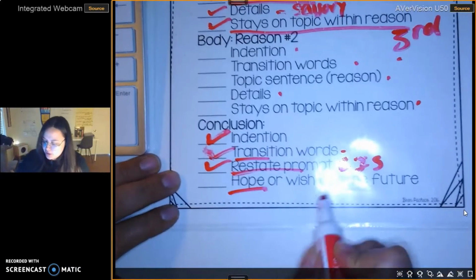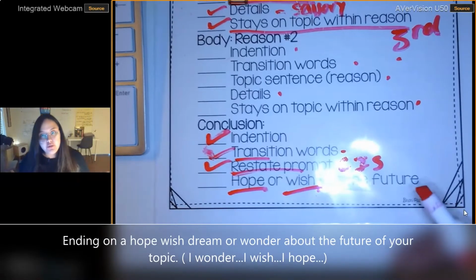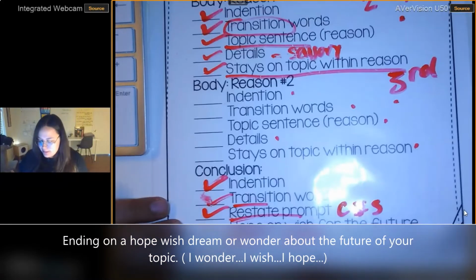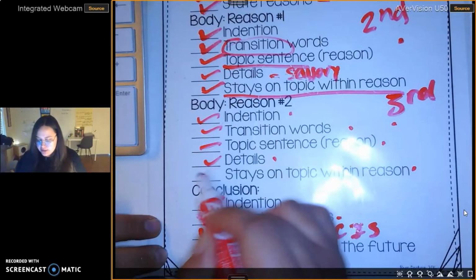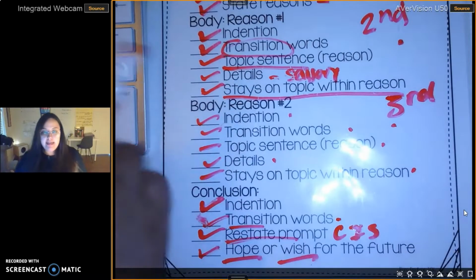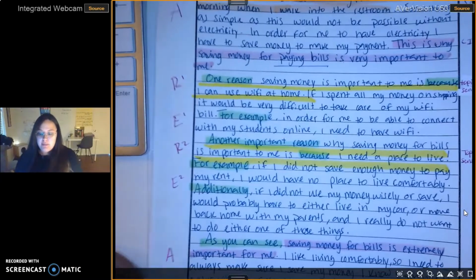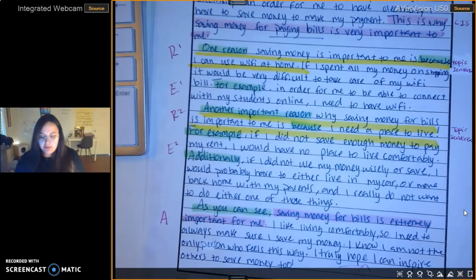And then ending on a hope or wish for the future, or dream or wonder like we've done before. Make sure that you have that. Once you have all of these things checked off, you are ready to copy it onto your lined paper. Now let's talk about this for a little bit.